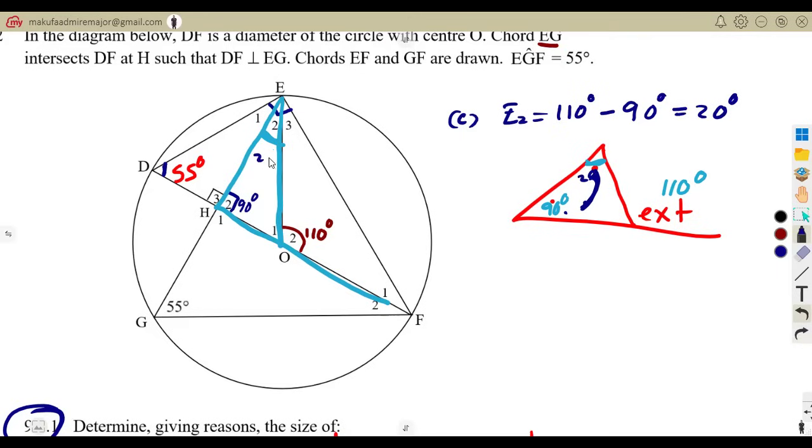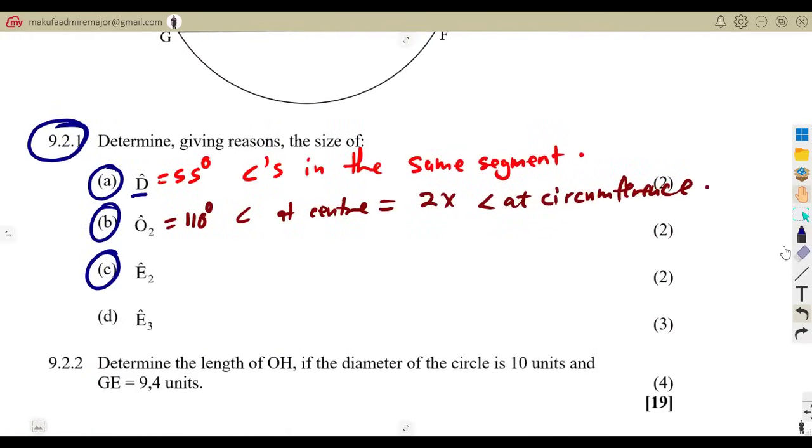So if this angle is 20 degrees, guys, 20 plus 90 is what? 110. So that's our E2. We are talking of what? The exterior angle there. It was going to be on the exterior angle of a triangle. Just like that. All right. So guys, you have to be very, very careful there. All right. What about E3?